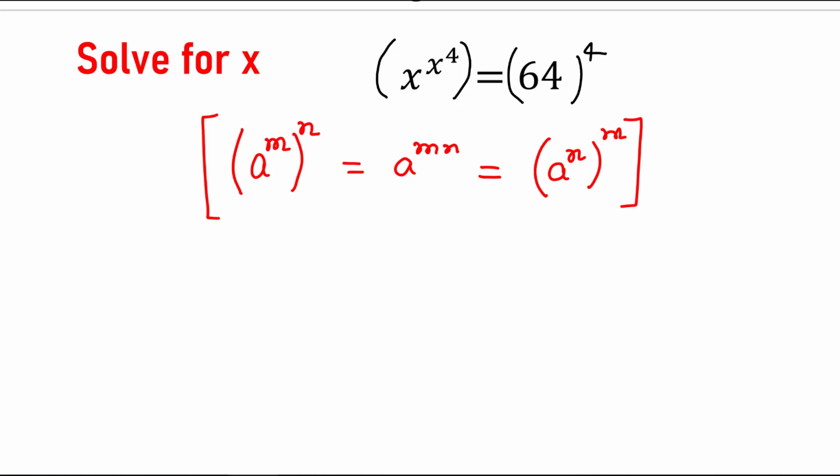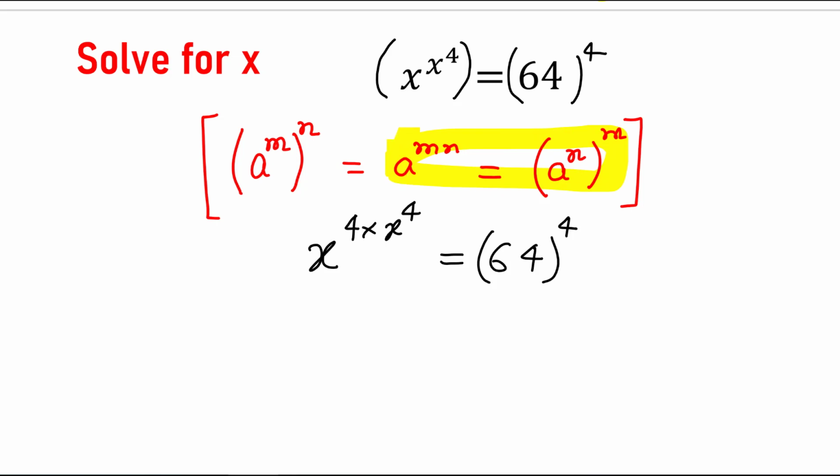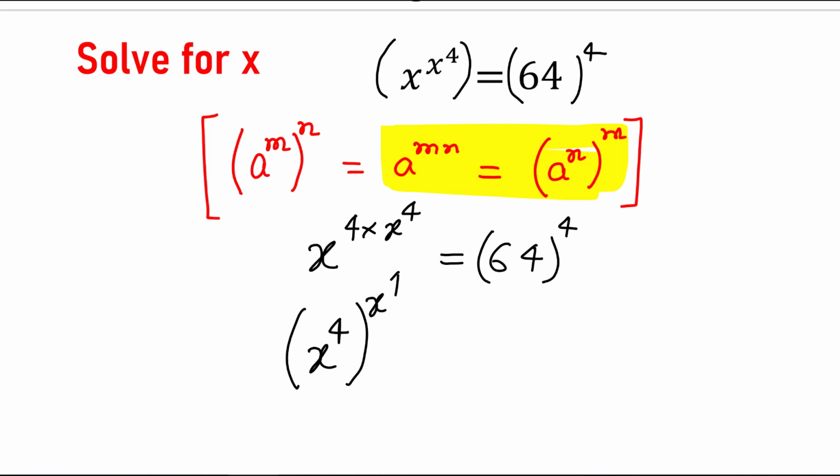So we will have x raised to the power 4 times x raised to the power 4 is equal to 64 raised to the power 4. Now if I use the next part of the rule, that is this part, then we can further rewrite. This will become x raised to the power 4, raised to the power x raised to the power 4, is equal to 64 raised to the power 4.